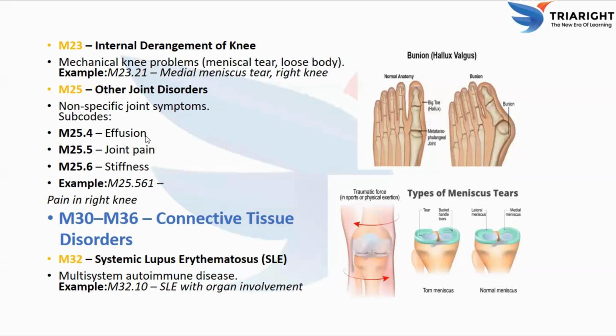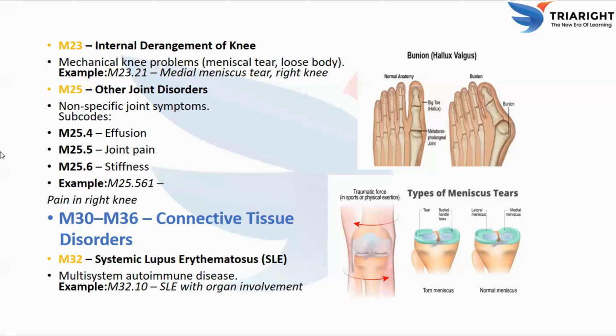So effusion is nothing but fluid inside the joint causing swelling. Joint pain is most commonly used when the cause is unclear. And stiffness means a limitation in the movement. For example, the M25.561 code describes pain in the right knee.